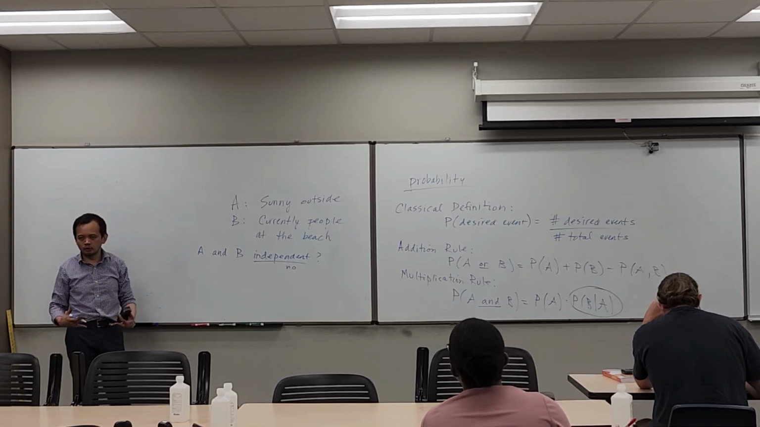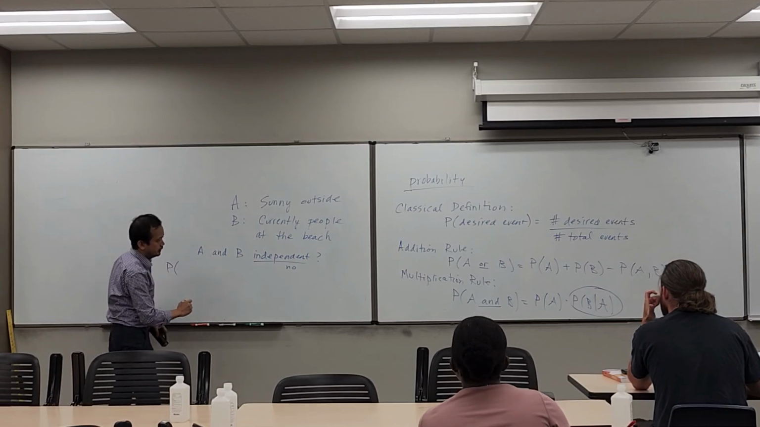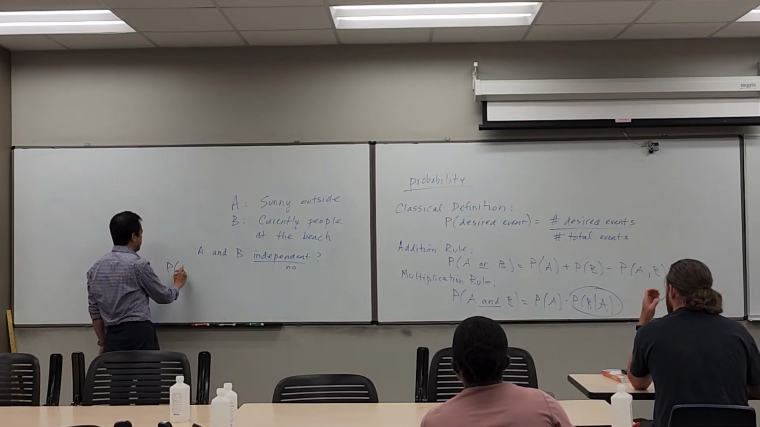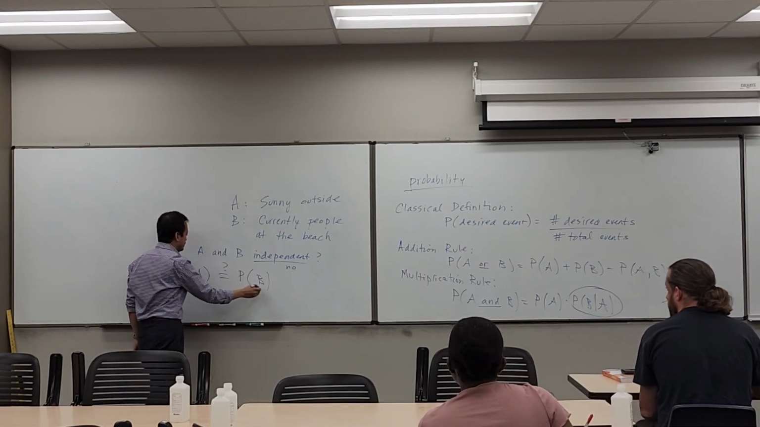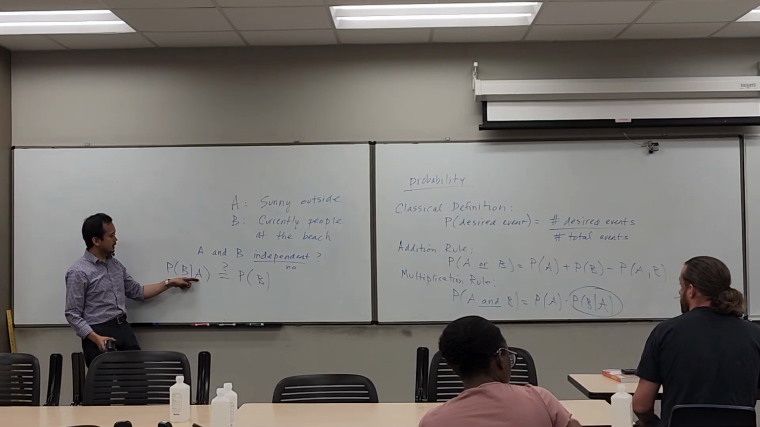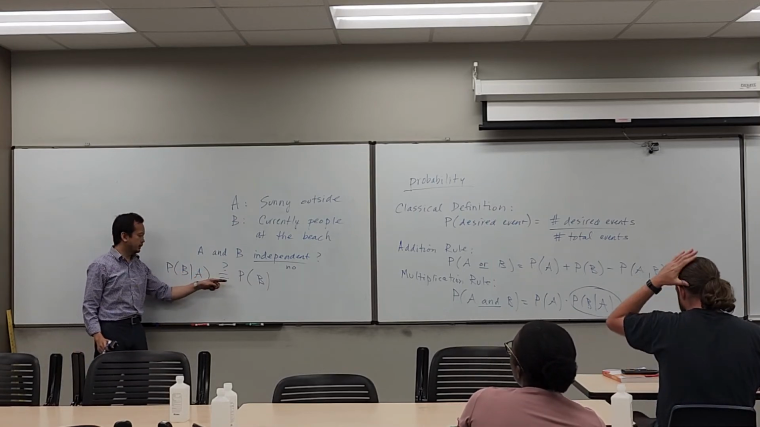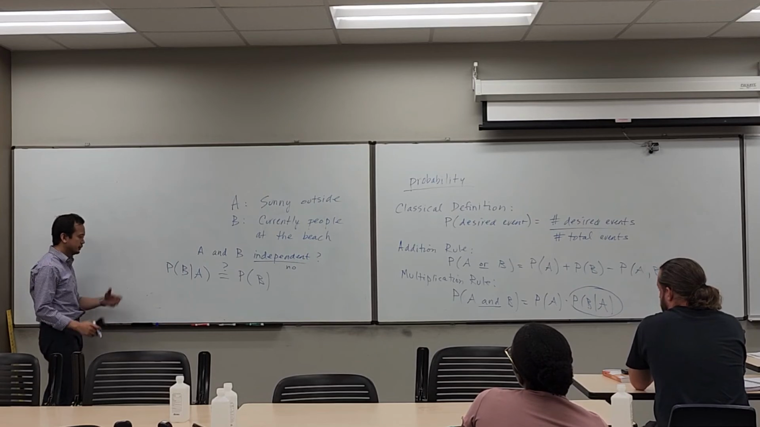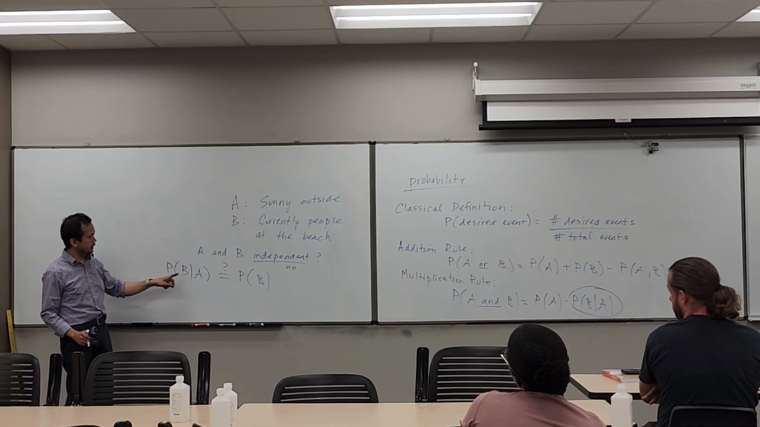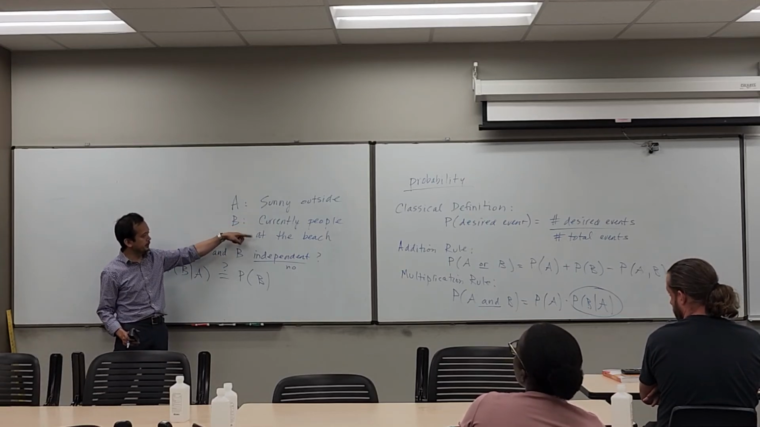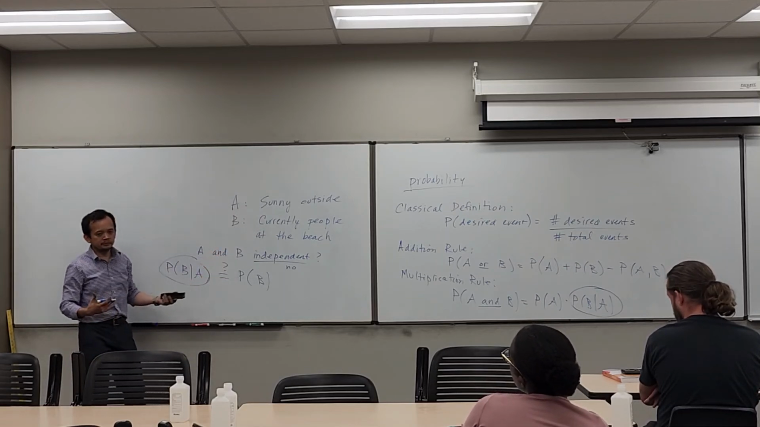Another way is a more formal mathematical approach, which is to ask if the probability of B given A is the same as the probability of just B. So is this conditional probability the same as ignoring the condition? So if it is the same, then these events are independent of each other. So let's go ahead and try to answer this for these examples. So the probability of B given A, which is currently there are people at the beach, given it's sunny. So what do you think that probability is?